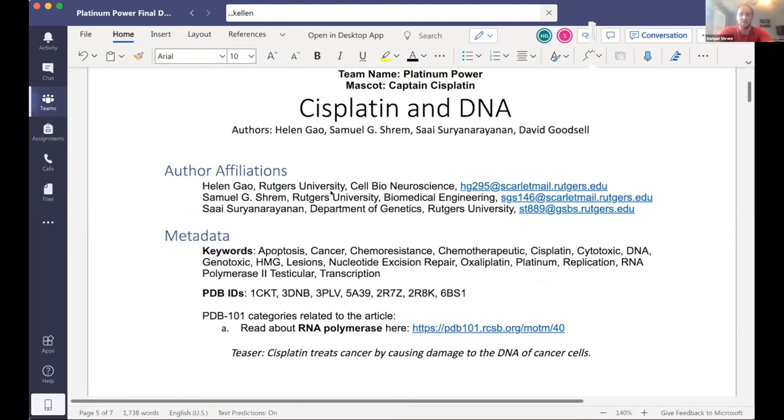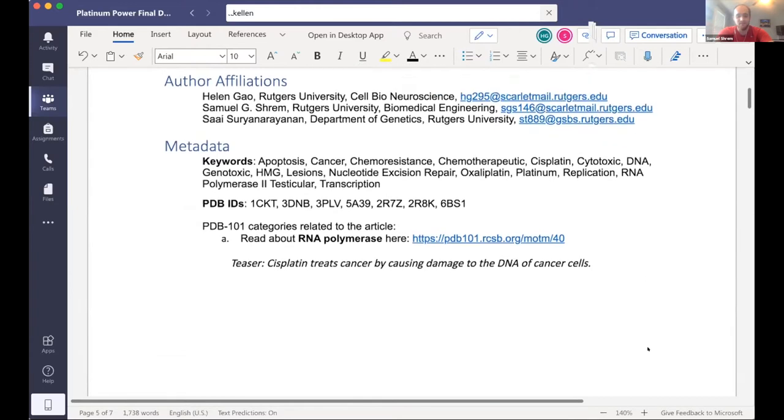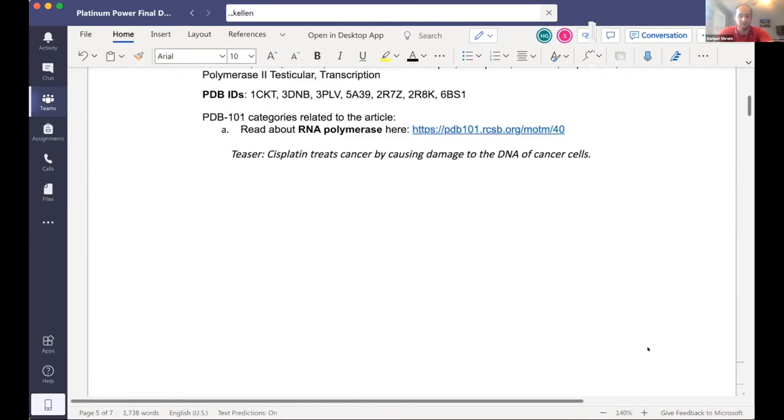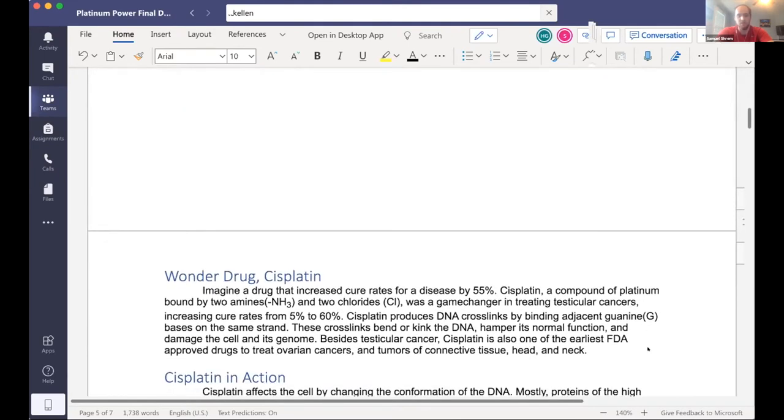So we are Platinum Power. This is just author affiliations, metadata. And the article starts here. So Sai, you were going to do the first part, right?